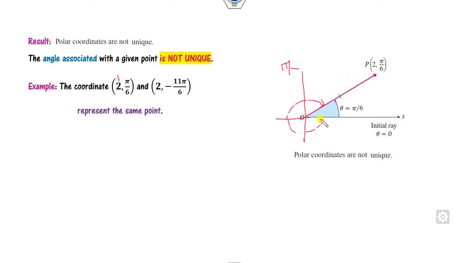What is the angle of this? You can subtract them, 2 pi. So what is that? 2 pi minus pi by 6. That is nothing but my 11 pi by 6. Fine. But you can see the direction of this is my clockwise.